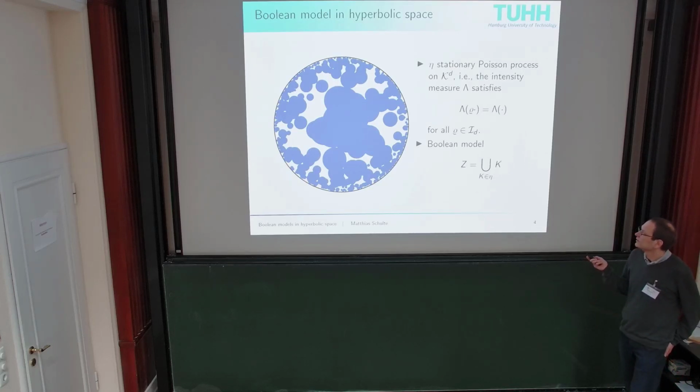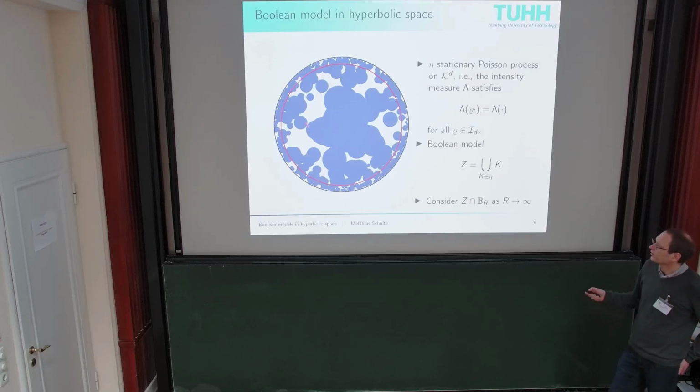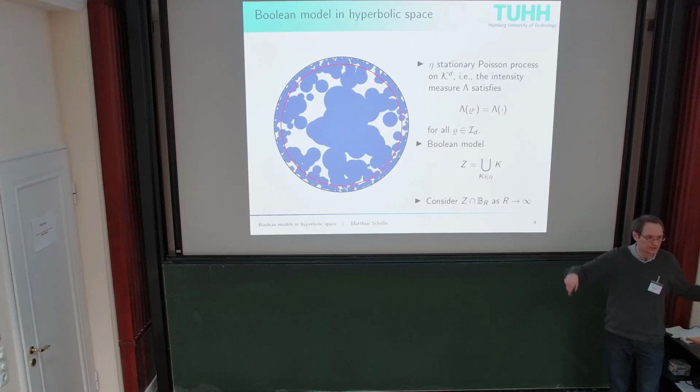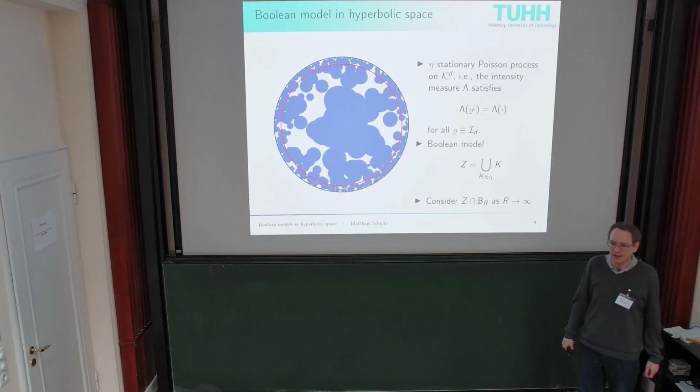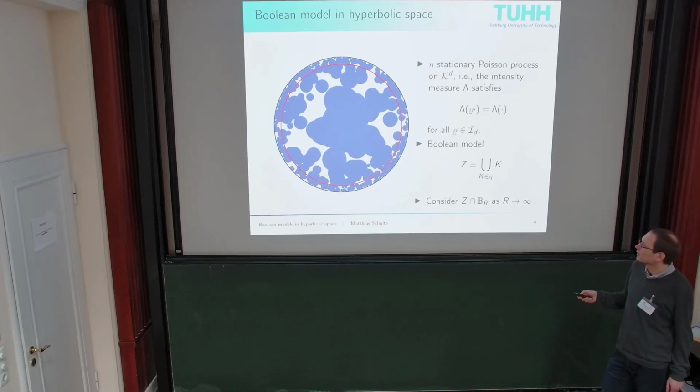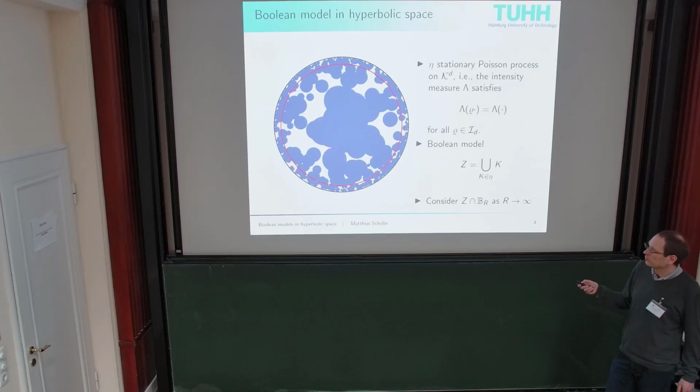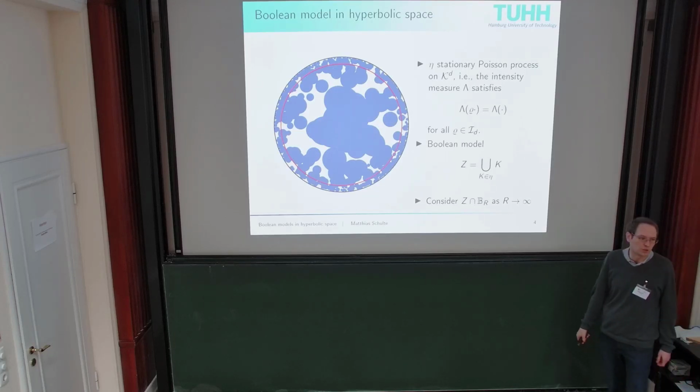In this talk, we consider our Boolean model just within some compact convex observation window, and usually our observation window is a ball of radius r, and we are interested in the case that our observation window is increased, meaning that we let r go to infinity. And then we are interested in questions like how much of our observation window is covered by the Boolean model.